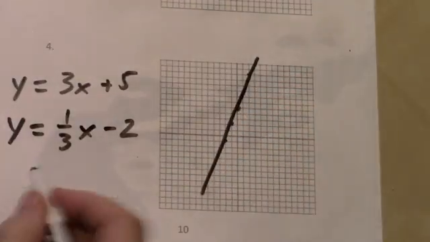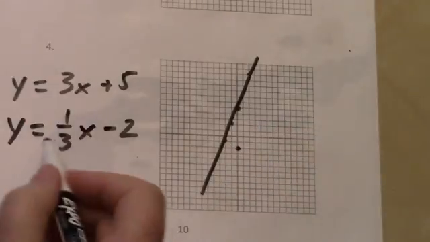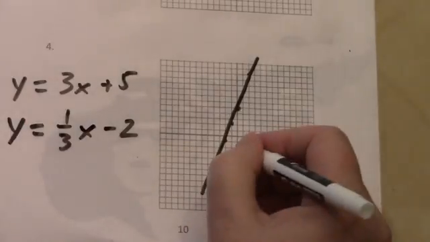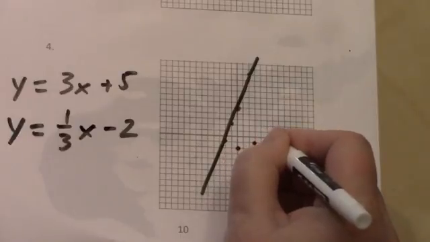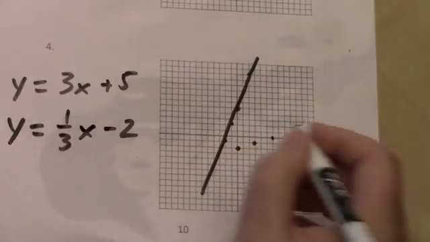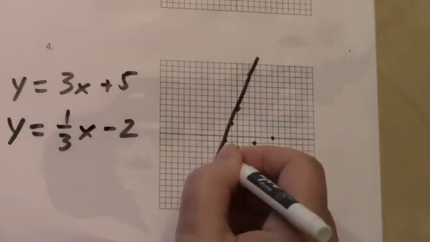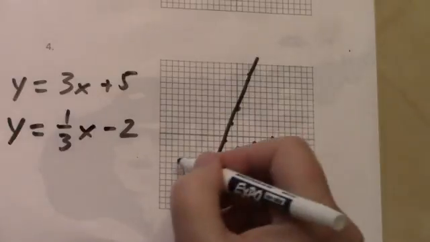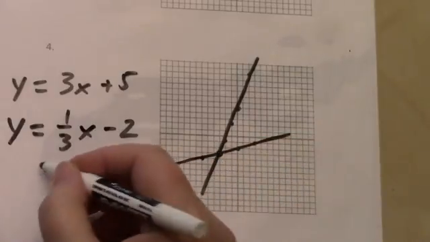There's our first line. Our second line, we start at negative 2. That's down here. And we have a 1/3 slope: up 1 over 3, up 1 over 3. There's our second line. And it looks like they intersect right there.